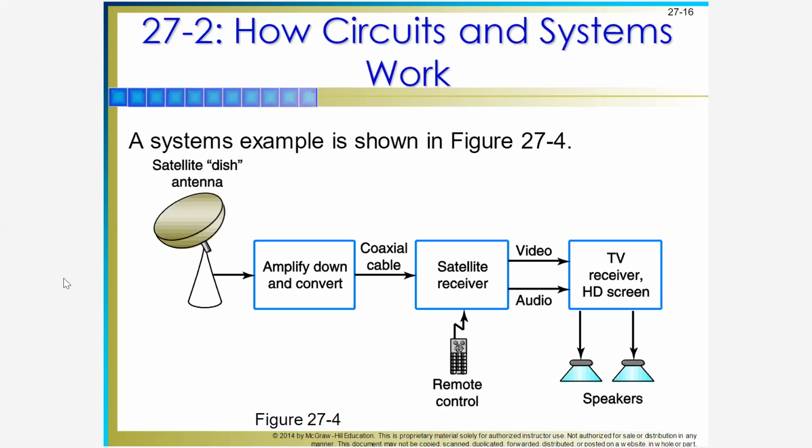Then we have the satellite receiver. It has video and audio. Okay, that is the output. Then the output will be seen or visualized using an HD screen. Or if the output is sound, it will be received through the speaker. Okay, TV receiver and speakers.